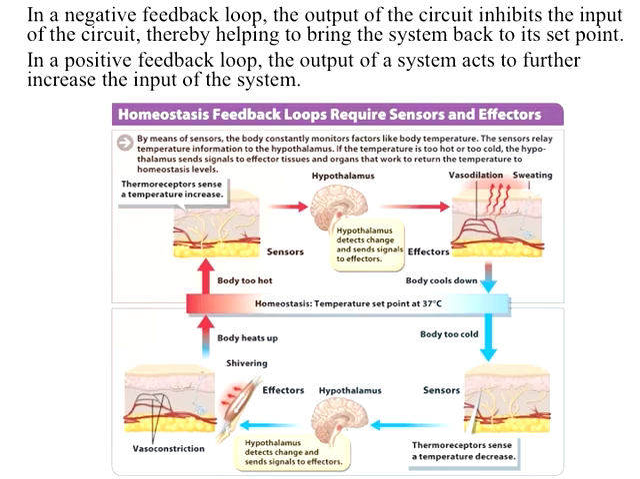Alright, now what is a negative feedback loop? It is when the output of the circuit is going to inhibit the input of the circuit, meaning that in that way you have a way to bring the system back to its set point.